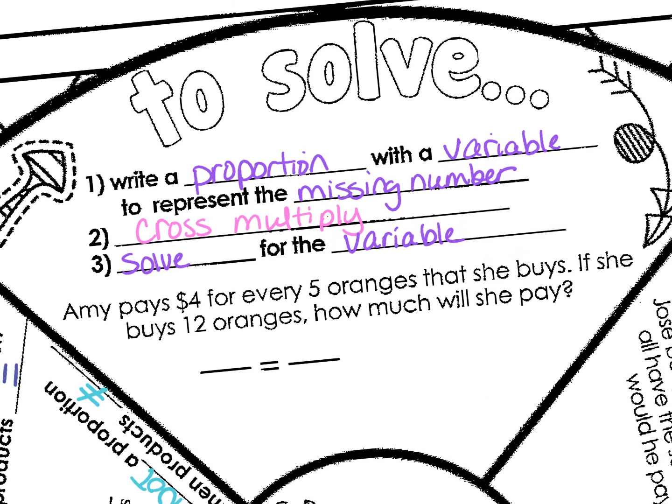So now we're going to solve a proportion. When we have a proportion with a variable, we write it to represent a missing number. We're going to then cross multiply and divide. Now this one doesn't have it like that, but we've talked about it in the past. Cross multiply, then divide. That's a way to look at it. You can cross multiply and then solve for the variable, which is essentially the same thing. Okay, so here we go.